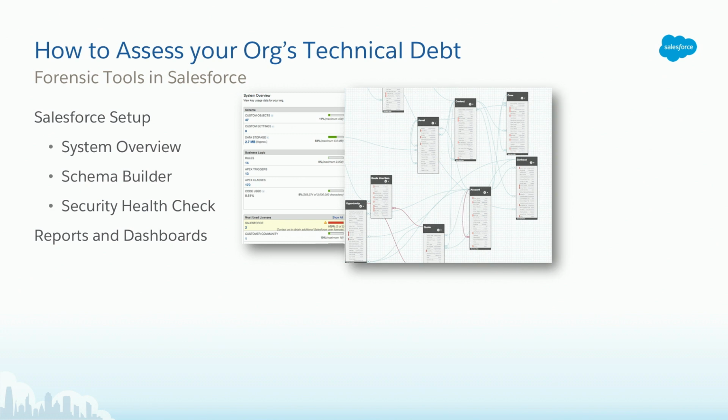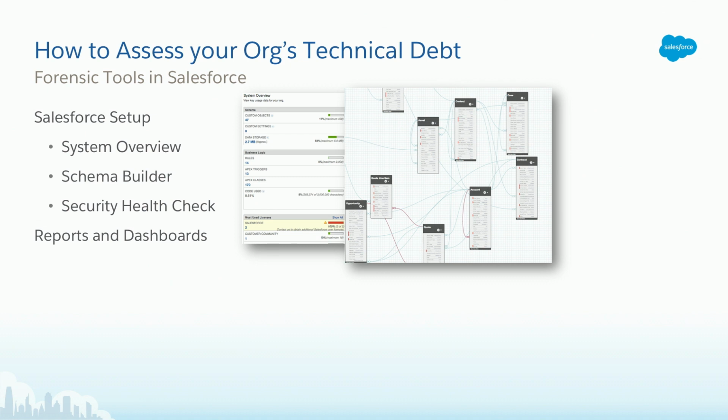All right, so I like to check out Schema Builder. This is where you can look at how your objects are all related to each other. You can add and remove objects to the pane. I like to put all objects on there to see what kind of tangled web they've weaved in their org. I also like to see if there's any custom objects or objects that are off by themselves, not related to anything. That's a good indication that that object might not be used anymore or was never fully integrated into a business process.